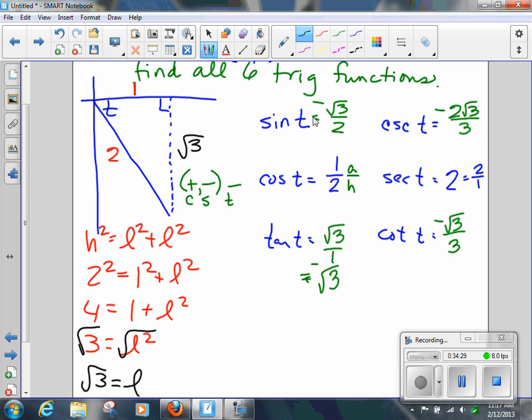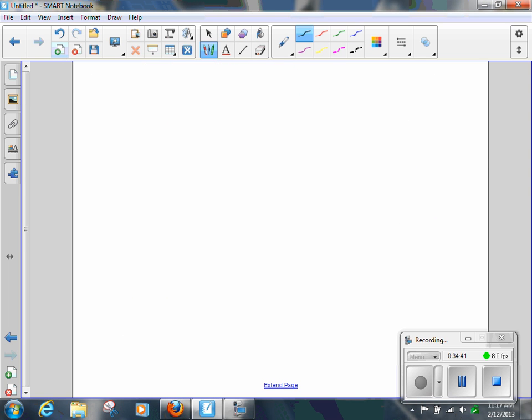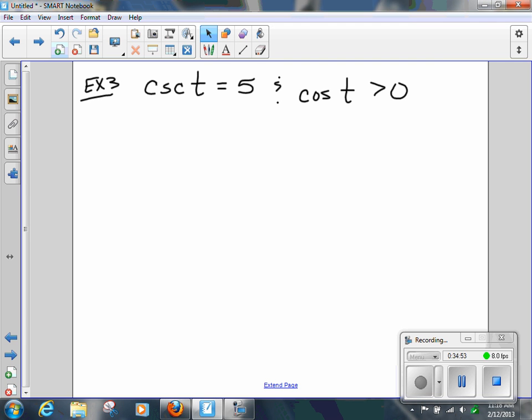Let's look at the unit circle. Now, I want you to do this one. I'm going to just tell you right now, it's going to be a beast because of the rationalizing. So get ready. Here we go. I want you to do this one completely on your own. I'm going to give you that cosecant of t is 5 and cosine of t is greater than 0. I want you to find all 6 trig functions. Make sure everything is correct. I'll give you 5 minutes.